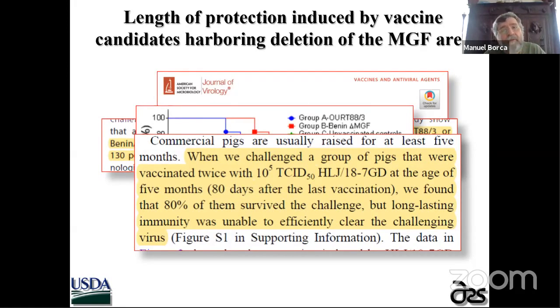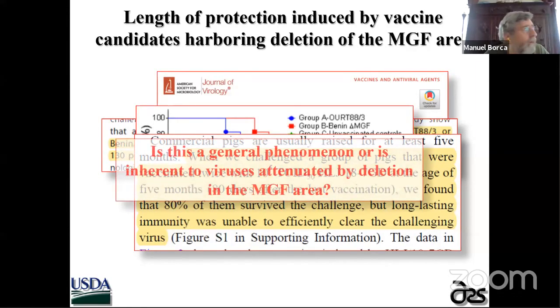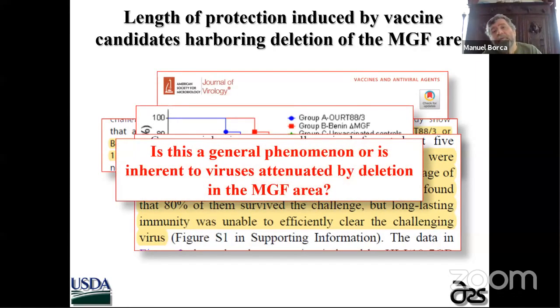My only concern is that these three viruses were attenuated by deletion of one particular area, the multigene family. My question is whether the same happens with viruses attenuated by deletion of other areas. That is something we are trying to prove right now at Plum Island, using some of our viruses that are not related to the deletion of multigene.